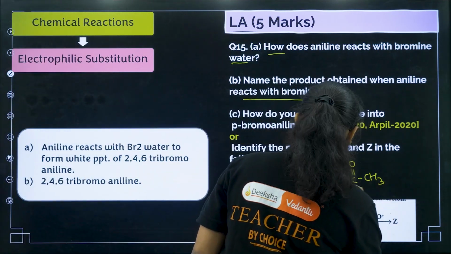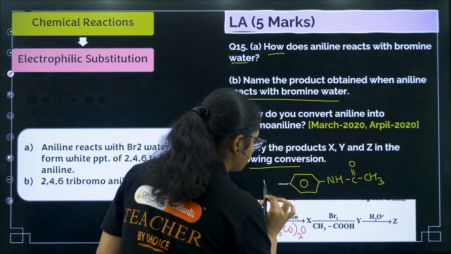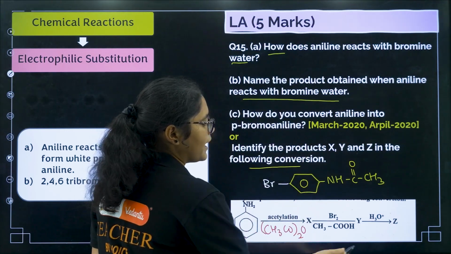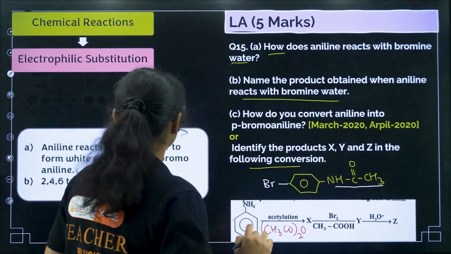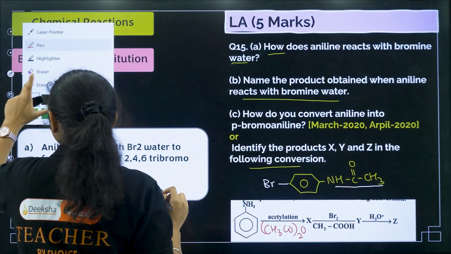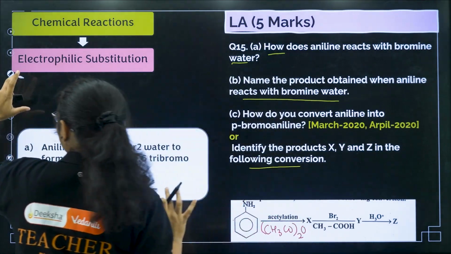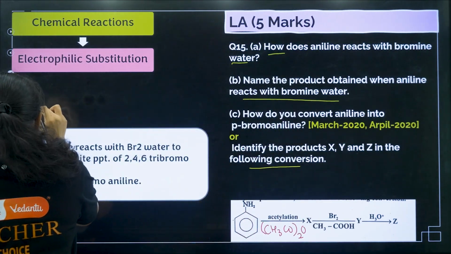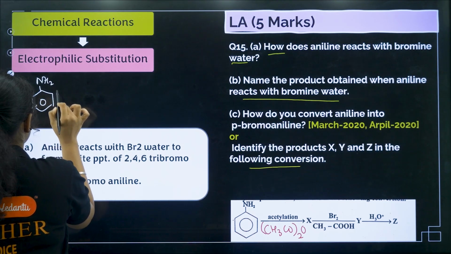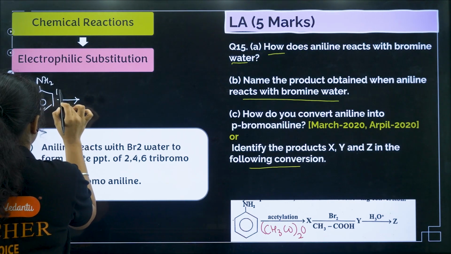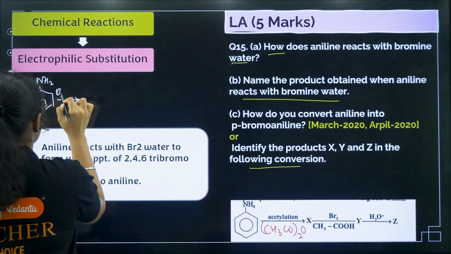Next, I'll write here only. So Y will be where bromine is added. Once you do H3O+, this will be converted back to the NH2 group. I will write it once again for those students who did not understand this. Let me write it again. First of all we have aniline, and we are doing acylation.